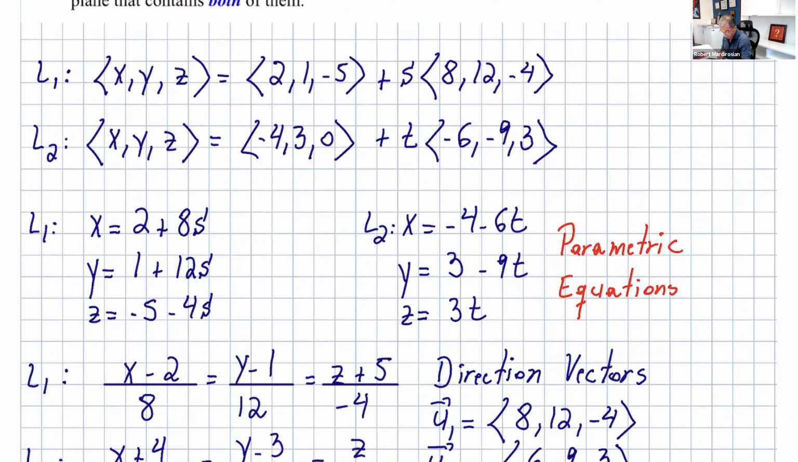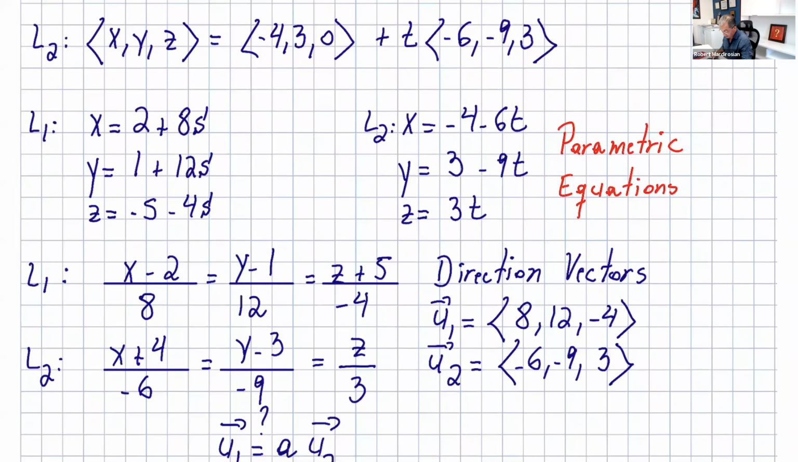So that's the first one, it's pretty straightforward. x is 2 plus 8s, y is 1 plus 12s, and z is negative 5 minus 4s. You do the same for line 2, and you get these equations. Now, if you want to find the direction vectors, you can isolate the parameter. For the first one, you write x minus 2, take 2 to the other side and divide by 8, so you isolate s. These are the direction vectors.